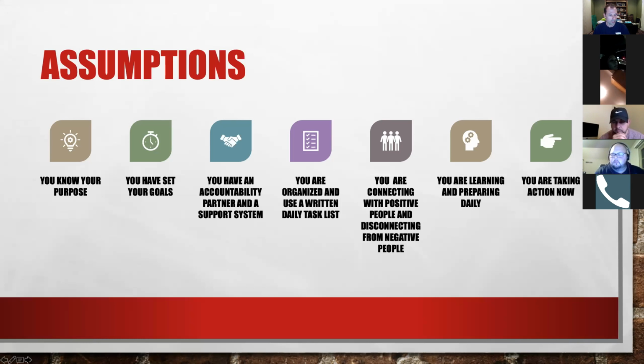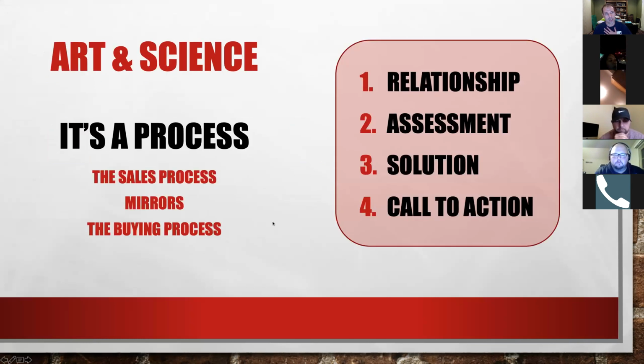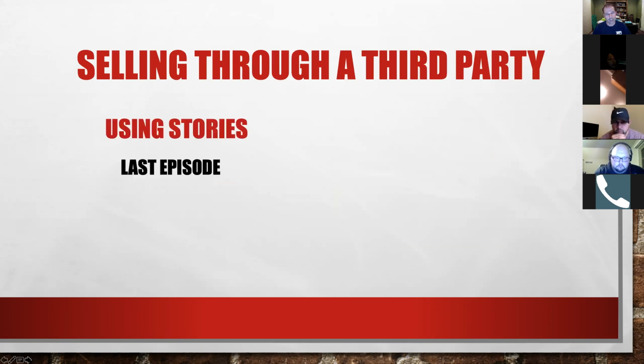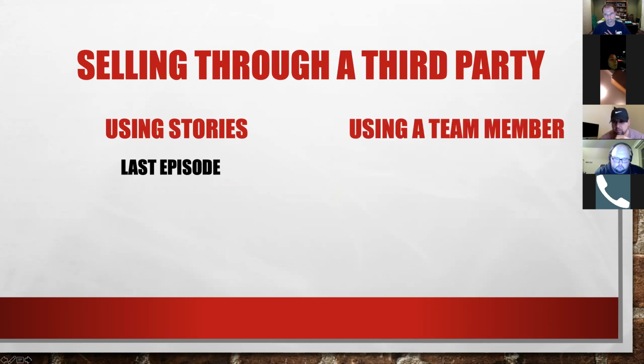So, moving on. We always talk about that, it's a blend of art and science, the 4 steps. Today, we're going to be focusing on what really is the solution and call to action. It's how to get someone to the close by using a third party. So, selling through a third party story, moving right along. Last week, we talked about using stories. Now we're going to talk about using a team member.